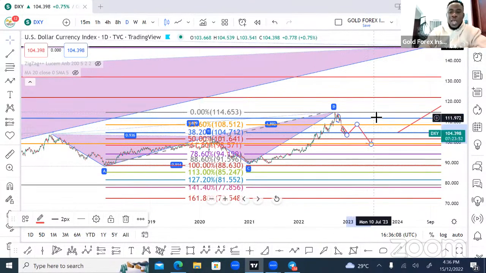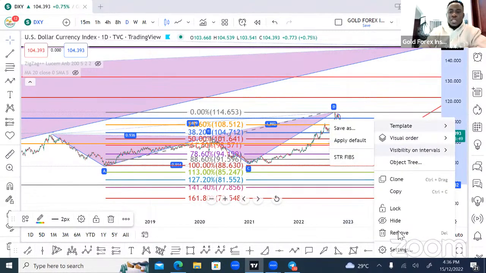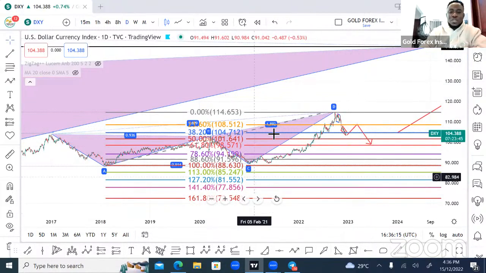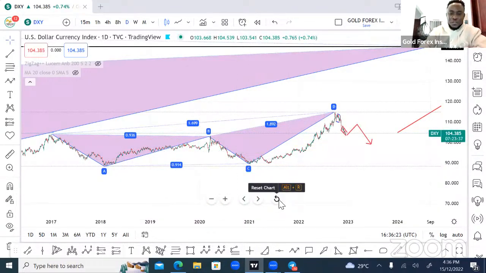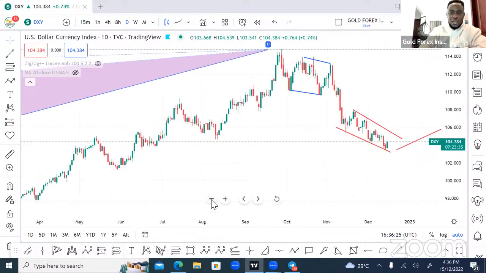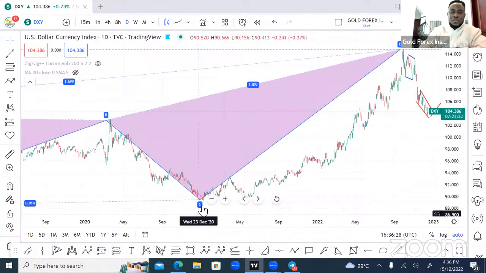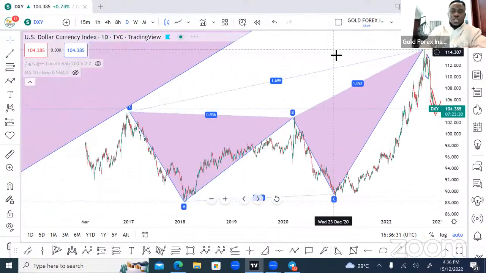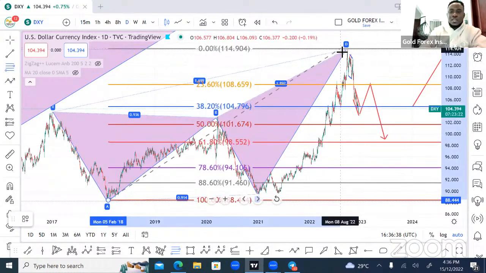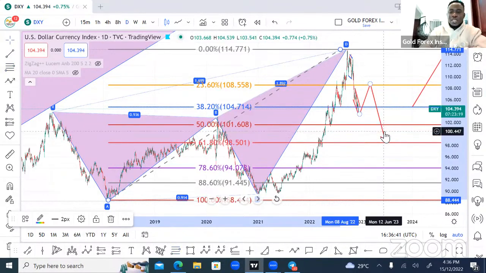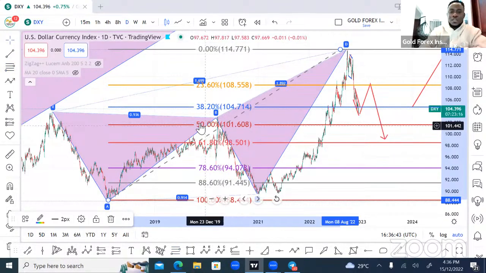Now, another scenario for this kind of pattern is that this correction over here can form a flat correction. Now, if it will form a flat correction, then it means that we are going to the 50 fib level of that correction. How do we get to the 50 fib level? So this deep crab formation over here, when we put it at A to D, it's possible it might get here to this 50 fib level.